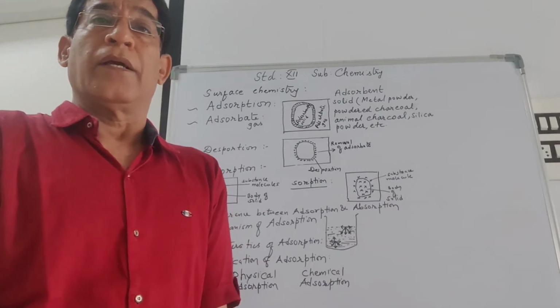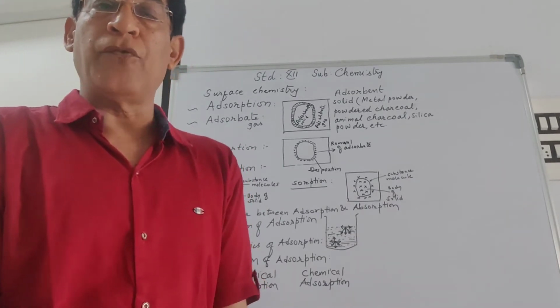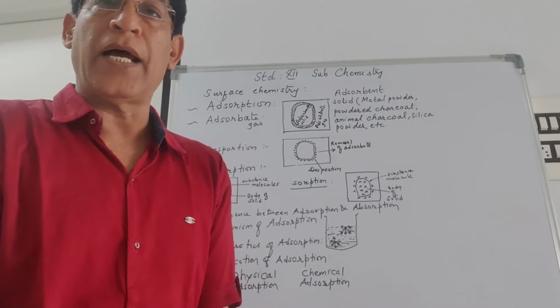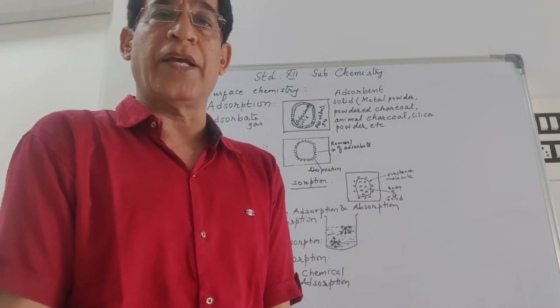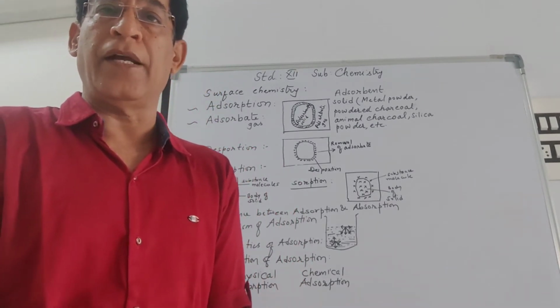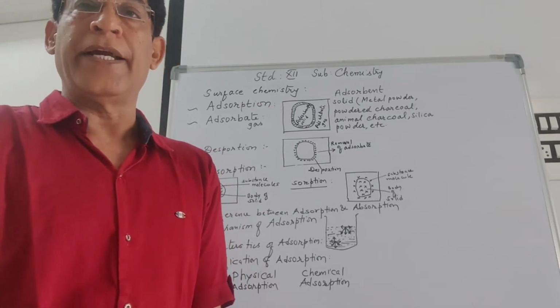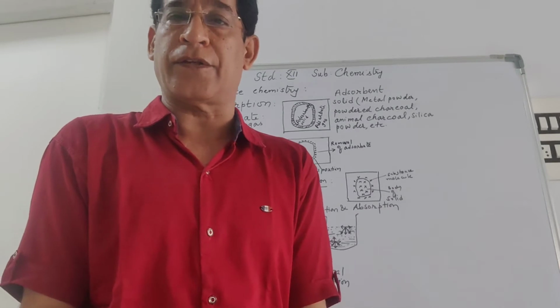Now, desorption. The removal of the adsorbed substance from a surface is called desorption. This can be done by heating or reducing the pressure of the system.